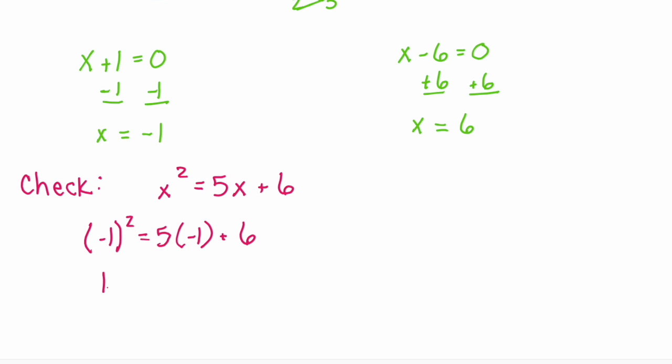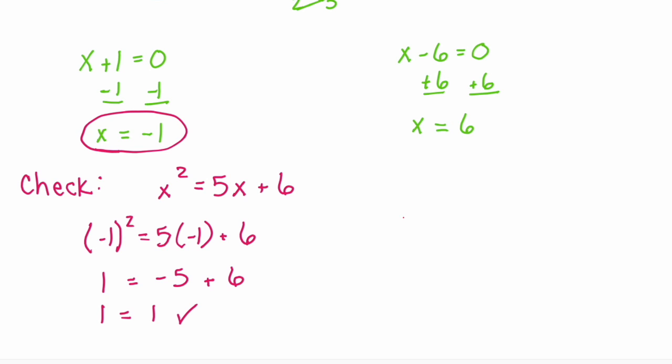-1 squared is a +1, and 5 times -1 is -5 plus 6. Does 1 equal -5 plus 6, which is 1? It does. So x equals -1 is a possible solution.